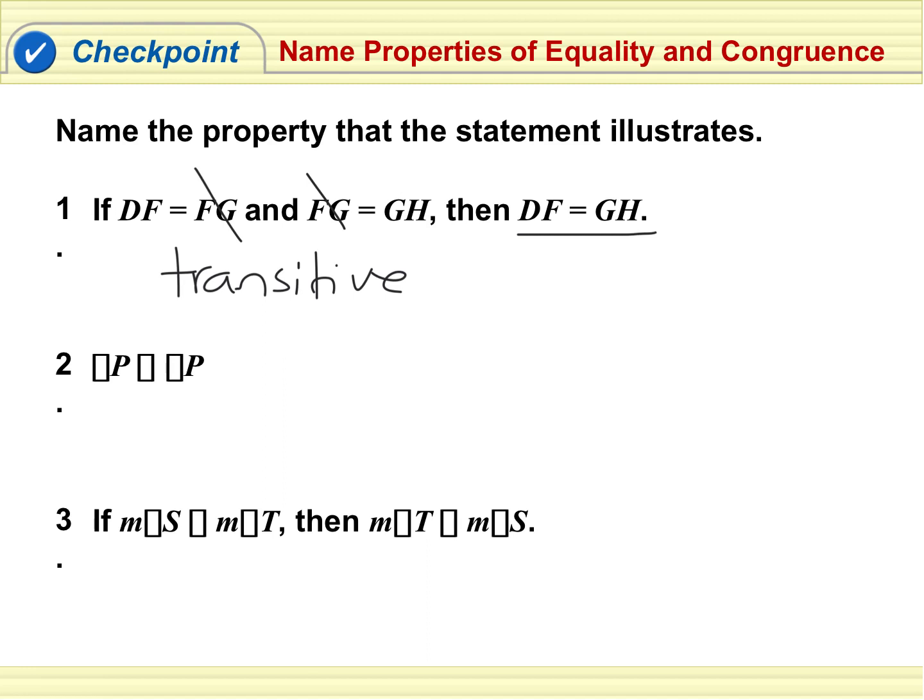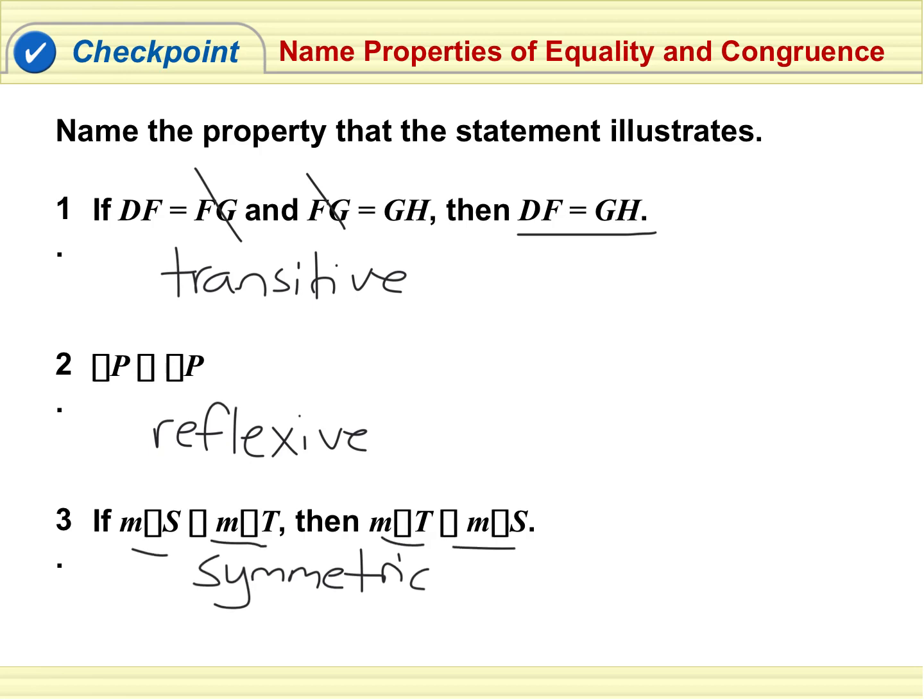2, Alejandro, what'd you get for number 2? Reflexive. Why is it reflexive? Because they're the same. Because it's the exact same. Nothing changed. Okay, so that means it is reflexive. 3, Alexa. Why is it symmetric? It just flip-flopped the order. Okay, so it said S is congruent to T. T is congruent to S. All it did was flip it.